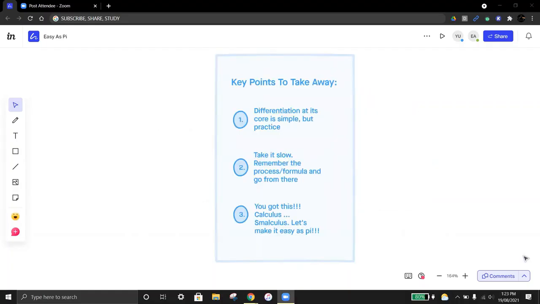So just some key points to take away from differentiation. At its core, the ideas behind differentiation are quite simple, but it takes a lot of practice to recognize the patterns and learn when you have to apply the formula. Another tip is to take it slow. You just have to remember to apply the formula and processes you've learned, even if the problem is quite complex. And thirdly, you've got this. Calculus, marculus, so let's make it as easy as pie.